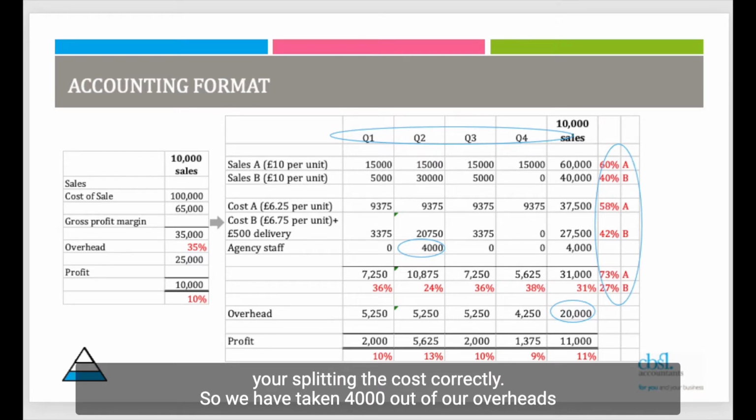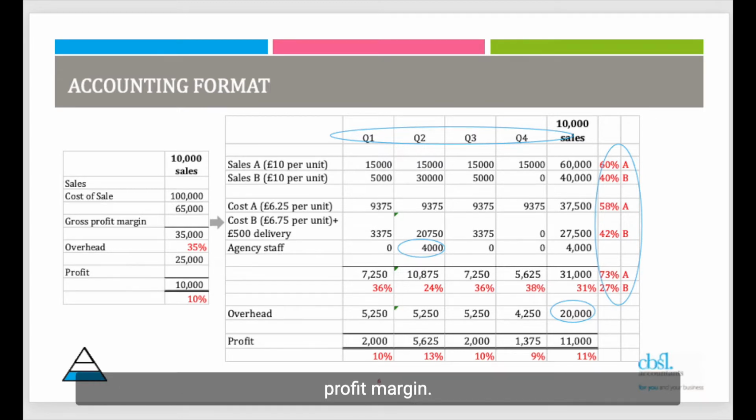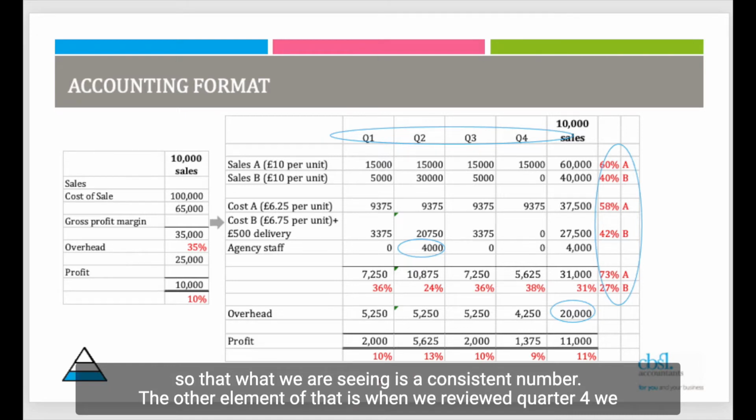So we've actually taken 4,000 out of our overheads because this was purely for agency staff to cope with the upsell of B. And as you can see, then we get a slightly different gross profit margin. We get a slightly different net profit margin, but it helps to clean off the overhead so that what we're seeing is a consistent number.